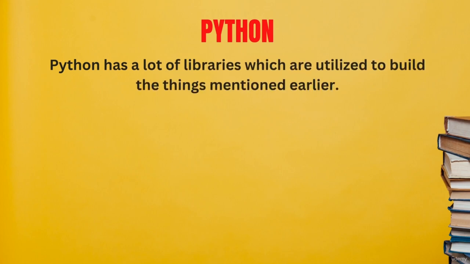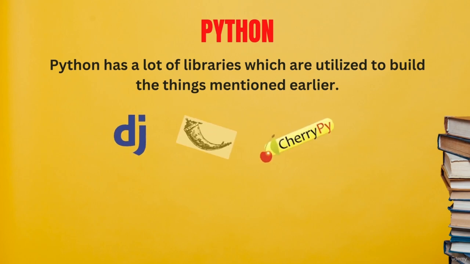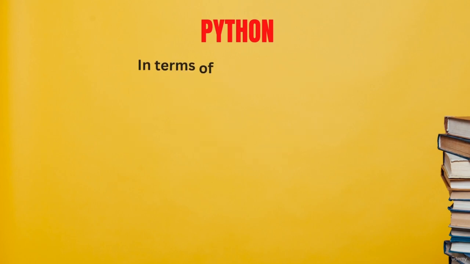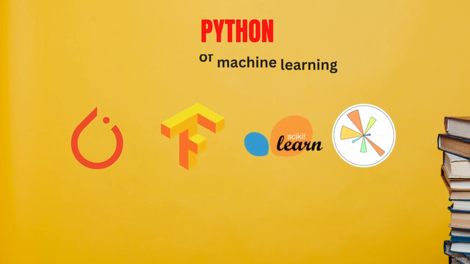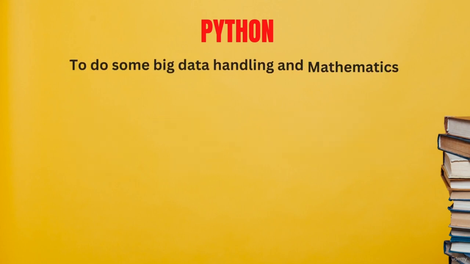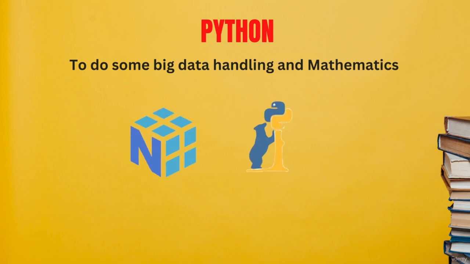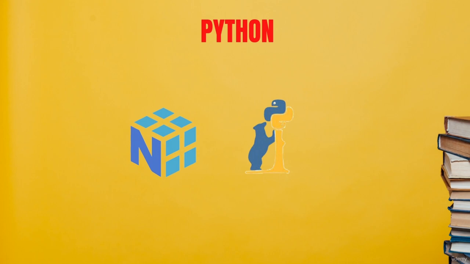A few of Python's popular libraries are Django, Flask, CherryPy for web development. In terms of machine learning, it has PyTorch, TensorFlow, scikit-learn, matplotlib, etc. To do some big data handling, Python has NumPy and Pandas. So, as you can see, Python is very popular and has a lot of opportunities.